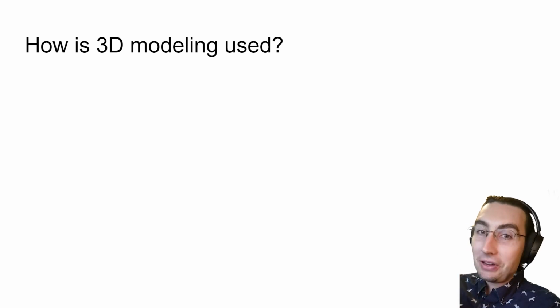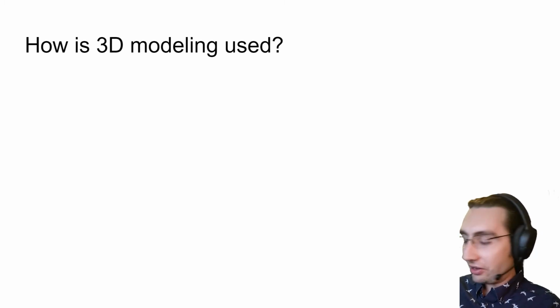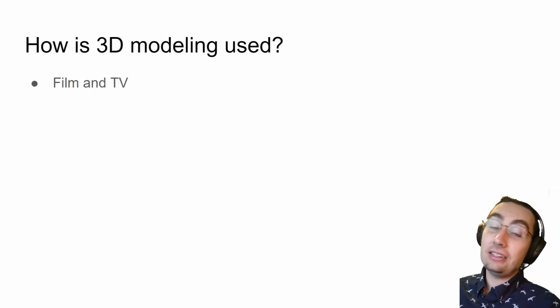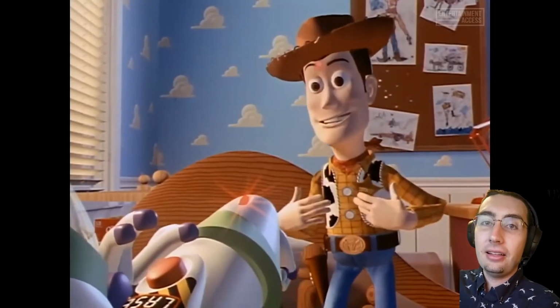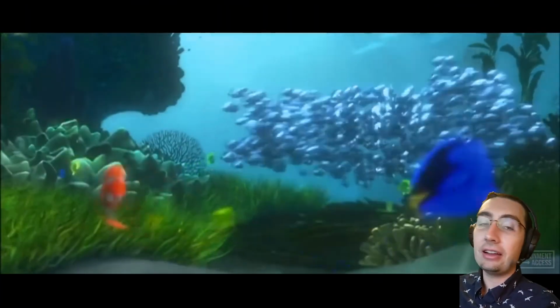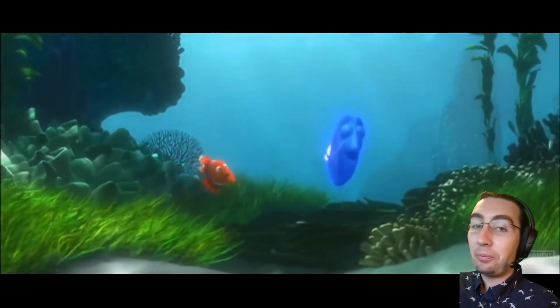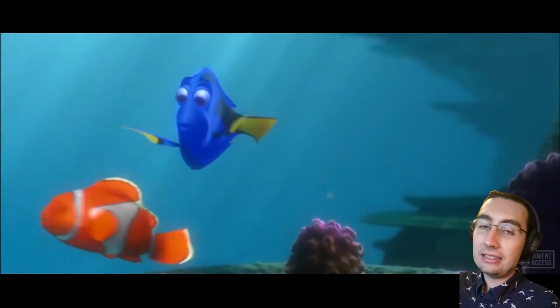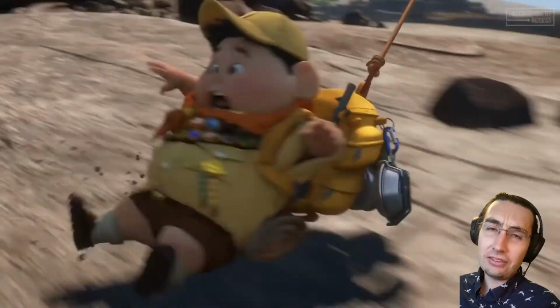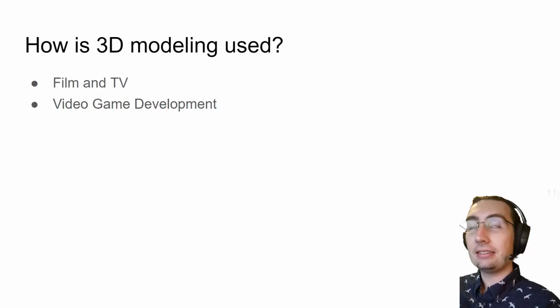But how is 3D modeling used in the real world? How is it used in jobs and in industries? Well, it's used a lot in film and TV. There are all sorts of TV shows and movies that use CGI, or computer-generated imagery, or 3D modeling. From big-time movies from Disney and everything to even small little TV shows, they use lots of 3D modeling for effects and all sorts of things.